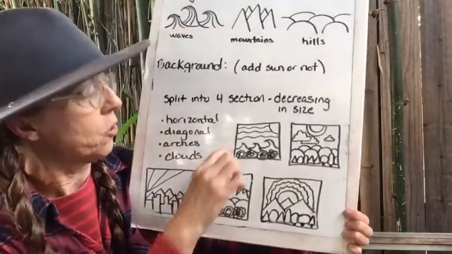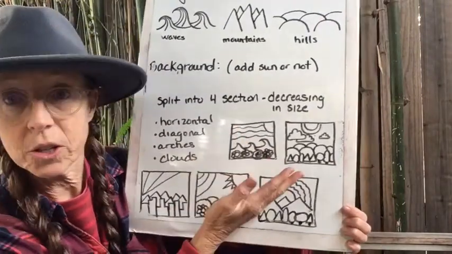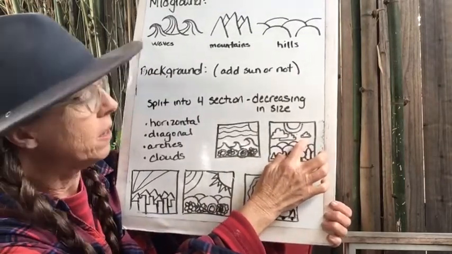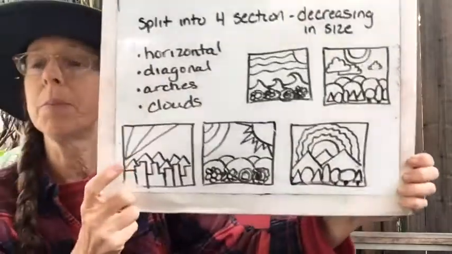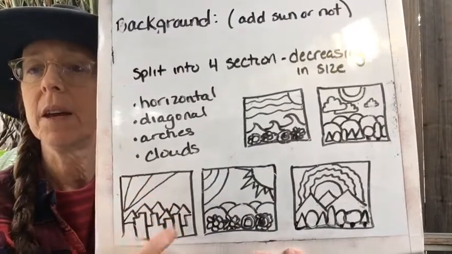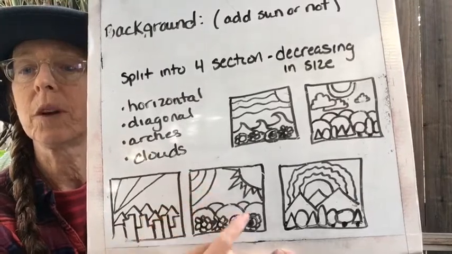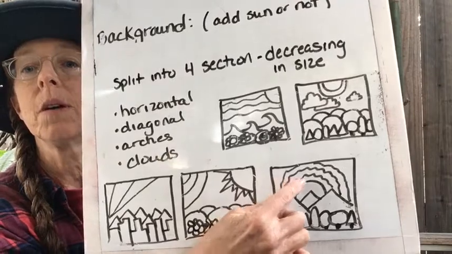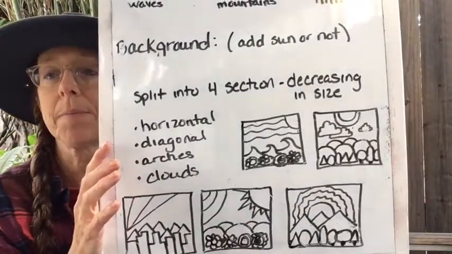So here I took horizontal lines and I split up the sky into 1, 2, 3, 4 sections. Here I split up the sky into 4 sections by having section 1 be the background and sections 2, 3, and 4 being clouds. Here I split up the sky with just diagonal lines. Here I did arches, so 1, 2, 3, 4 sections. And here I did arching lines over the sun, creating 1, 2, 3, 4 sections. Because we have 4 major types of greenhouse gases.